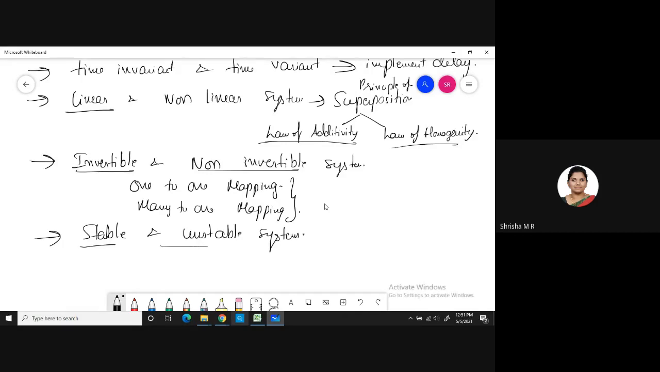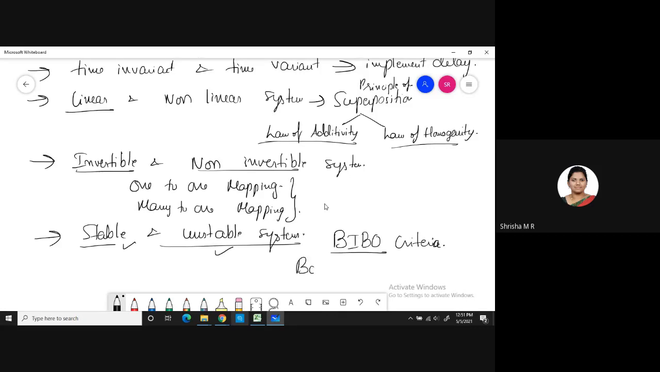Okay, so for understanding what is a stable system and what is an unstable system, we have to know about BIBO stability, or BIBO criteria. Based on this, you can categorize your system as a stable or unstable system. So what is this BIBO criteria?